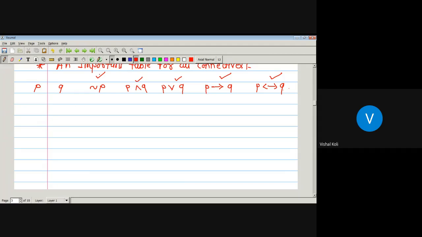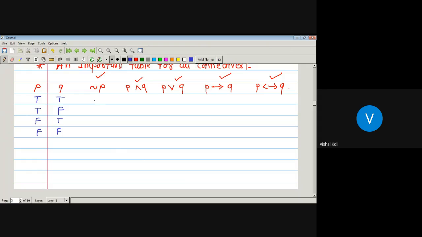Okay, now as there are only 2 statements, there are 4 possible combinations of truth values. The first one true, second one also true; first one true, second one false; first one false, second one true; first one false, second one also false. So these are the only possible combinations of truth values. Now we have to find the negation of P. Now tell me the negation of P.